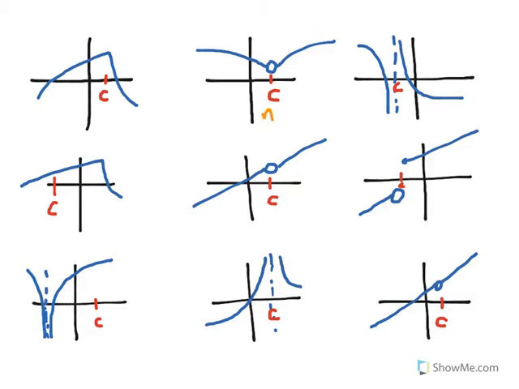Neither. N-E-I-T-H-E-R. That's how you spell neither, right? This one, not continuous, so it is also neither. I always write N-E-I, period. And that works for me.